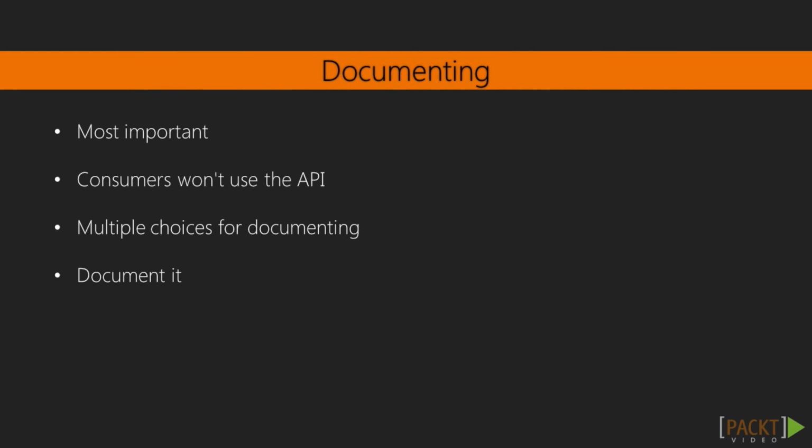Documentation is the most important part of building your API. If others don't know how to use your API, they won't be using it. There are multiple choices how you can document your API, from simple text files to custom applications. The most important part is to document it.